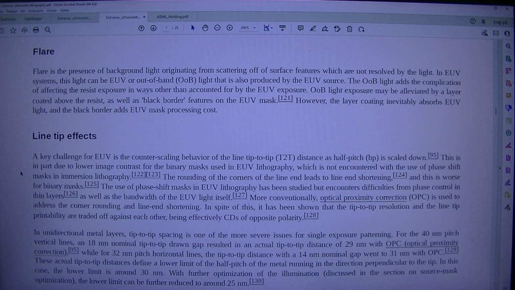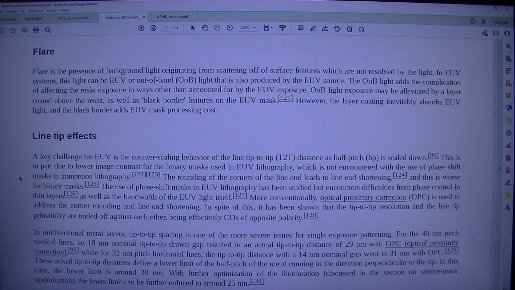95. This is in part due to lower image contrast for the binary masks used in EUV lithography, which is not encountered with the use of phase shift masks in immersion lithography. 122, 123. The rounding of the corners of the line end leads to line end shortening. 124, and this is worse for binary masks.